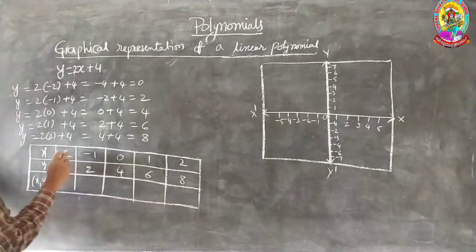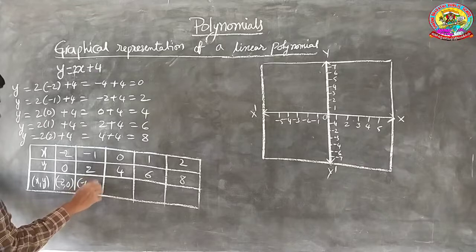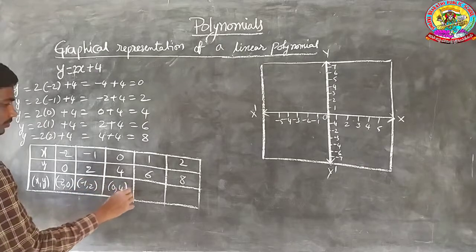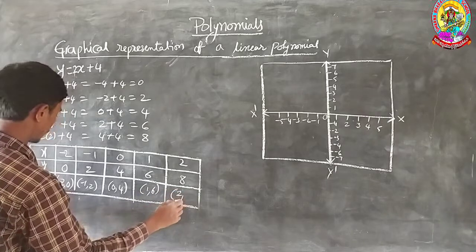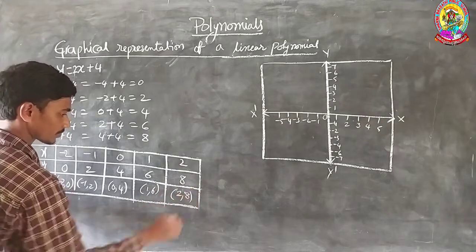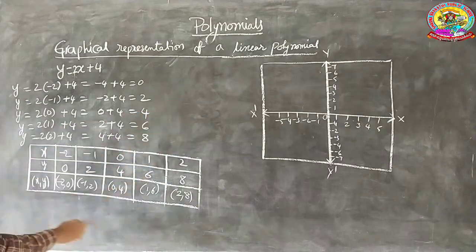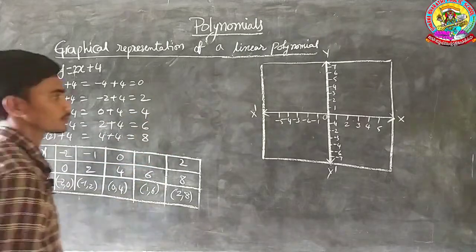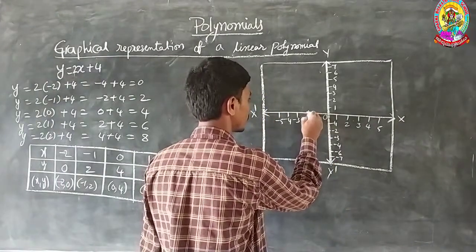So now the points are: minus 2 comma 0, minus 1 comma 2, 0 comma 4, 1 comma 6, 2 comma 8. So locate these points on the graph sheet. Minus 2 comma 0, this is the point.